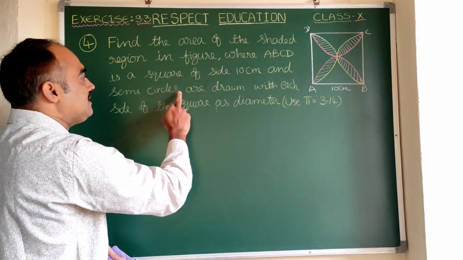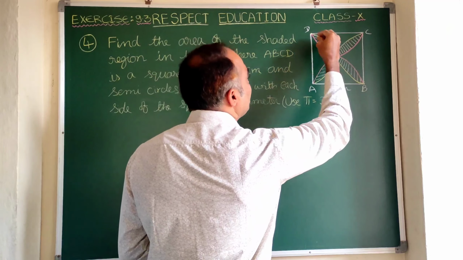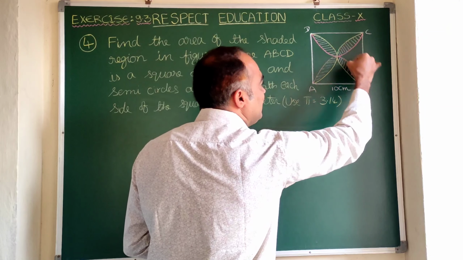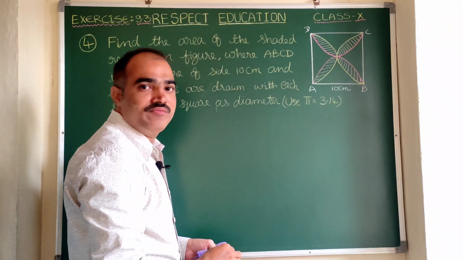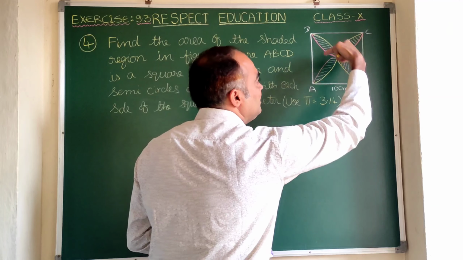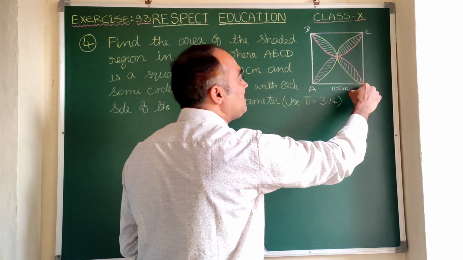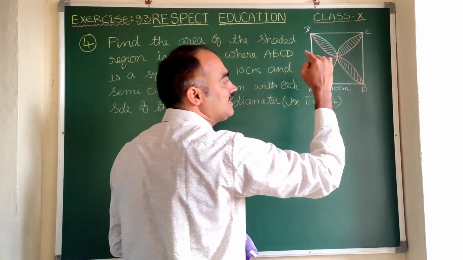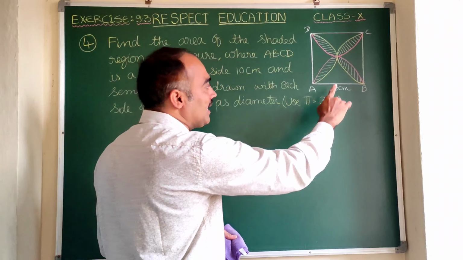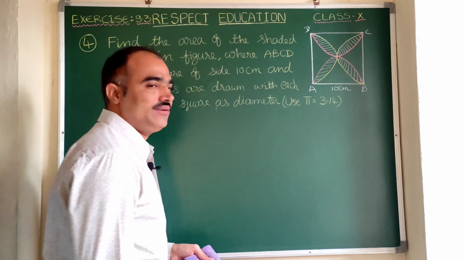And semicircles are drawn with each side of the square as diameter. See here, if you observe carefully, there are 1, 2, 3, 4 semicircles drawn. So 4 semicircles are drawn whose diameter is the side of the square. Means here the diameter of each semicircle is 10 centimeter. I am not saying radius. Radius is half of that, that is 5 centimeter. Use pi equal to 3.14 wherever it is required.